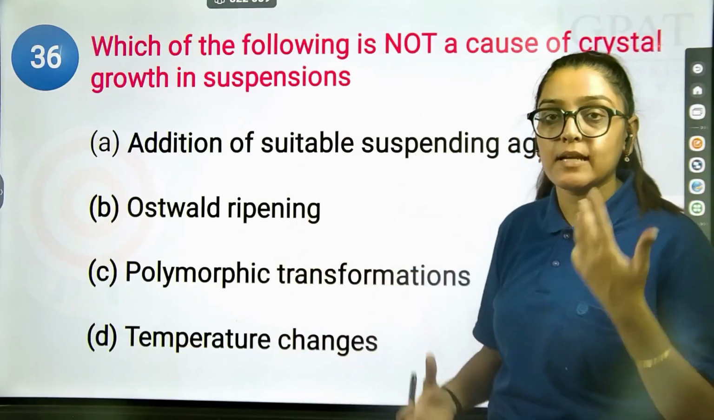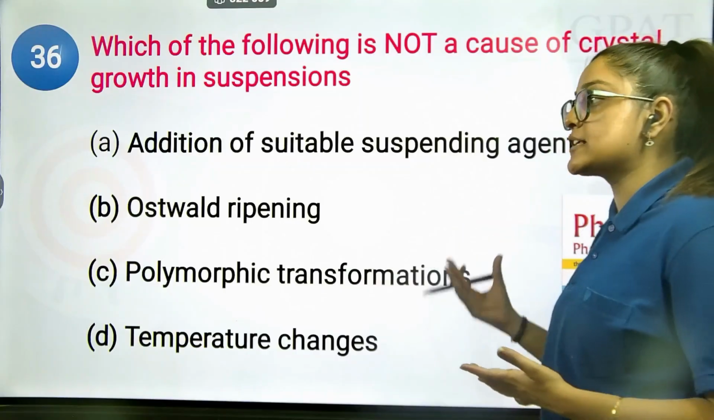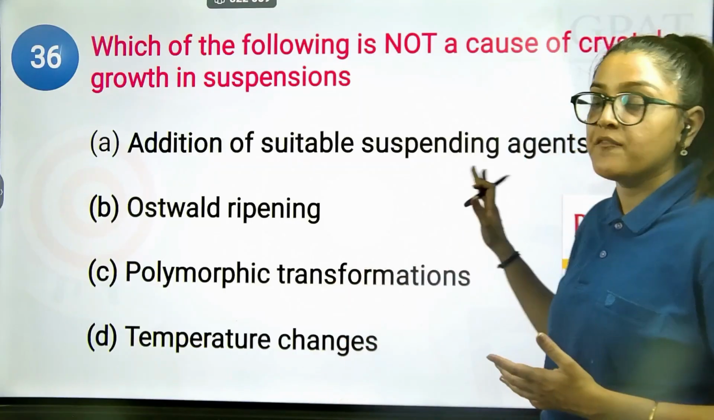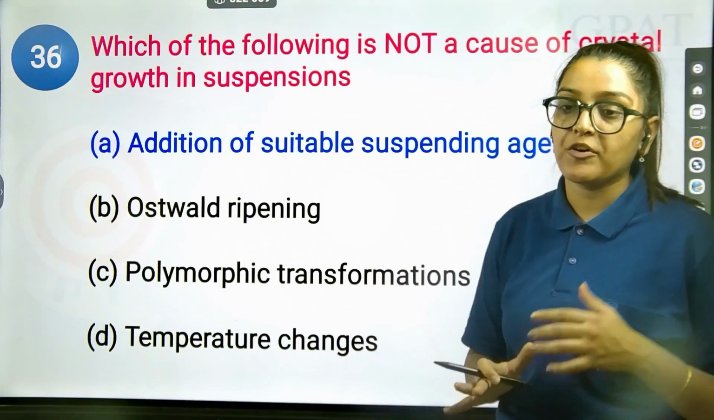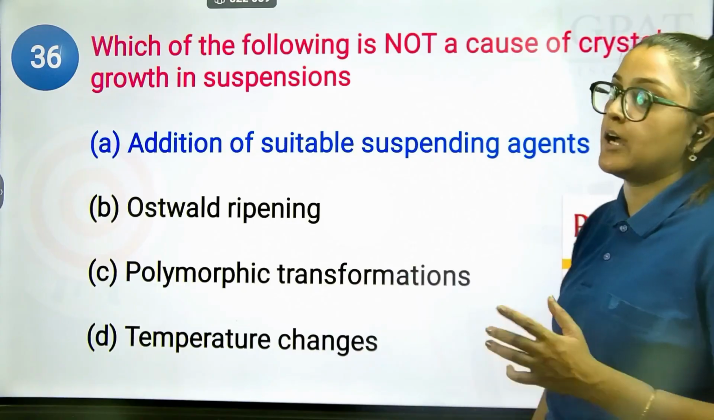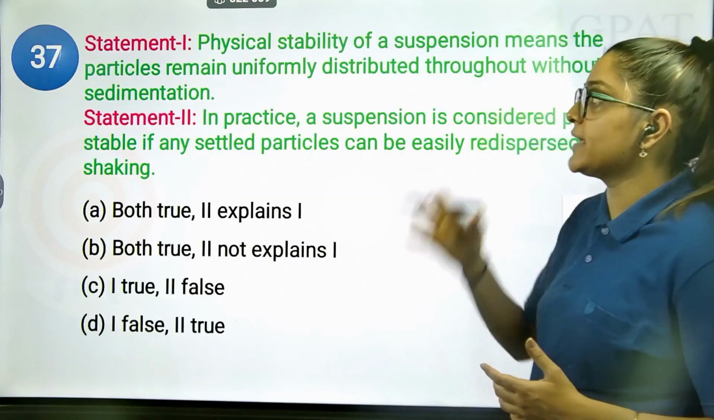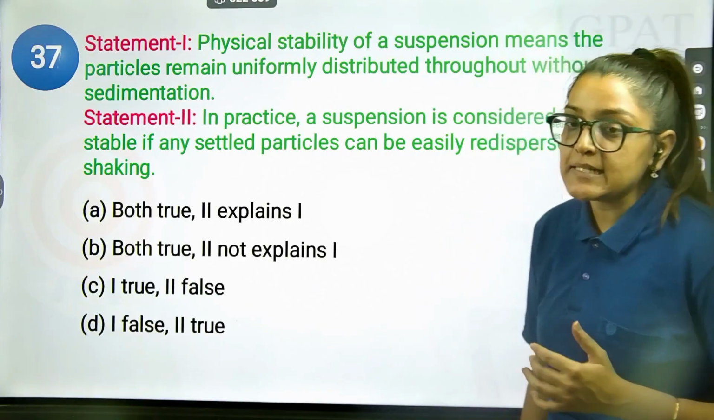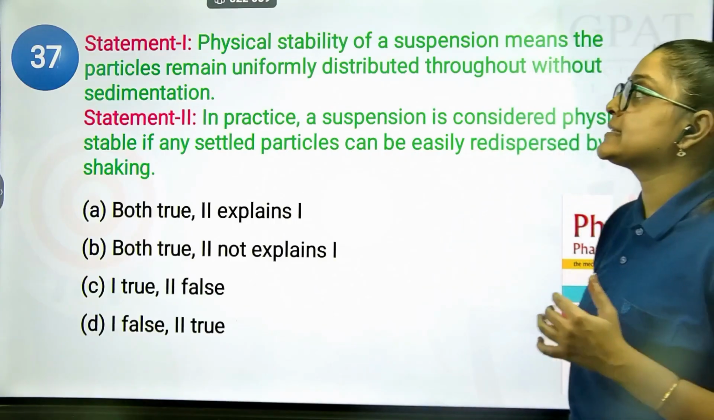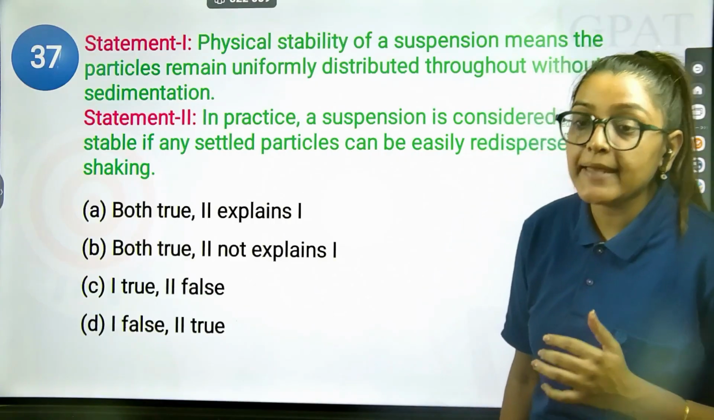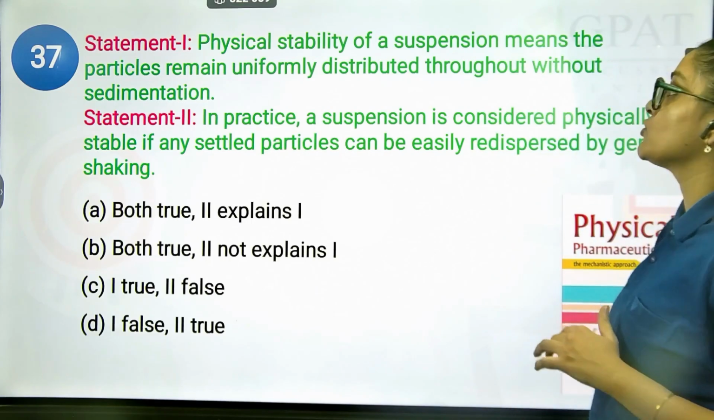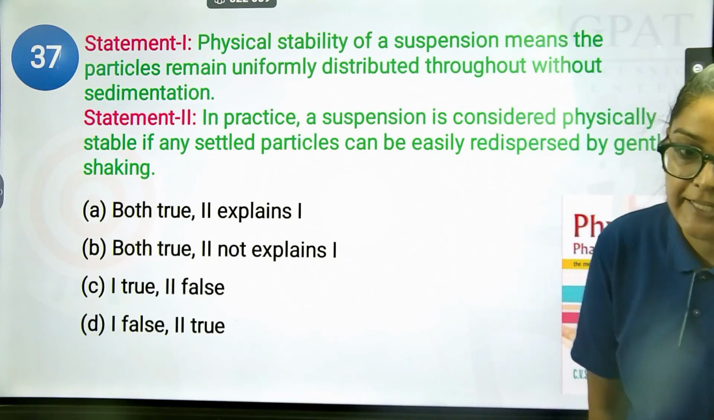Ostwald ripening is relevant to the crystal growth. Polymorphic transformations, then temperature changes. We have seen that addition of a suitable suspending agent would definitely avoid the particle growth. Okay. Next, statement 1. Physical stability of a suspension means that particles remain uniformly distributed throughout without the sedimentation.